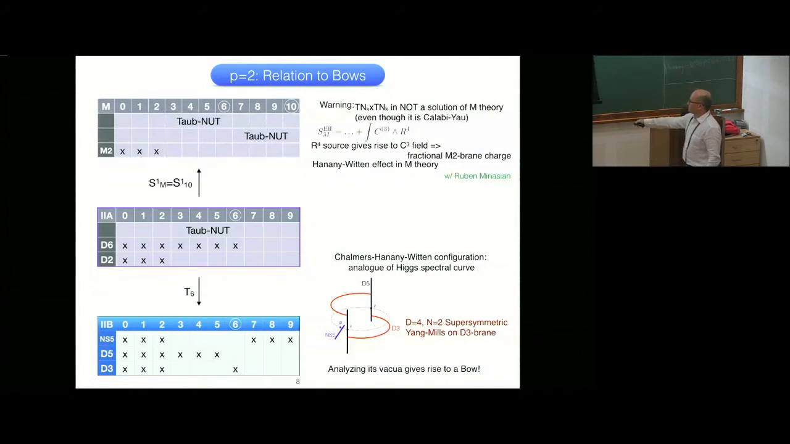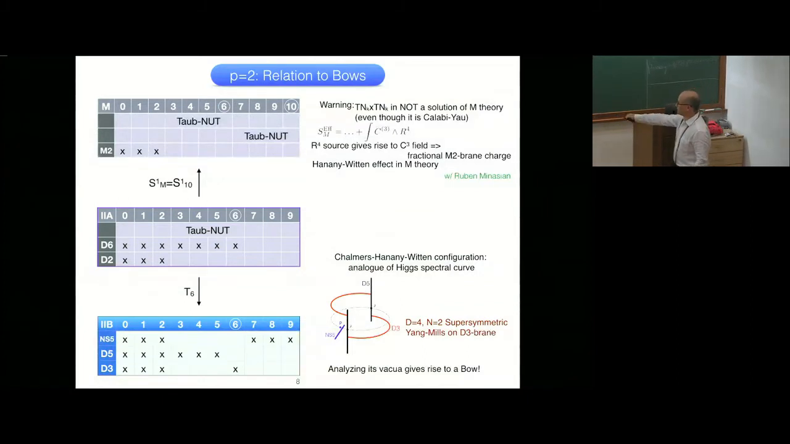Now, in this game, if you T-dualize in a direction perpendicular to a D brane, then it gains that direction. So the D2 brane becomes D3, wrapping the circle. And if you T-dualize along a direction containing the D brane, then you lose that direction. So the D6 brane becomes D5.